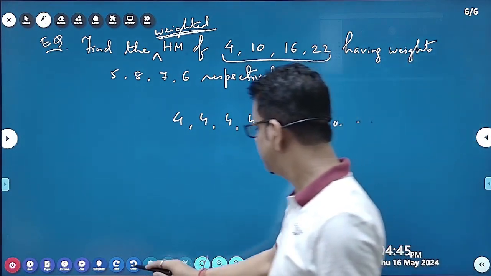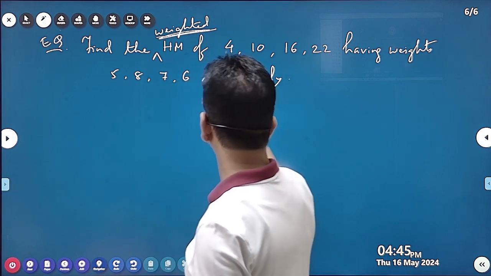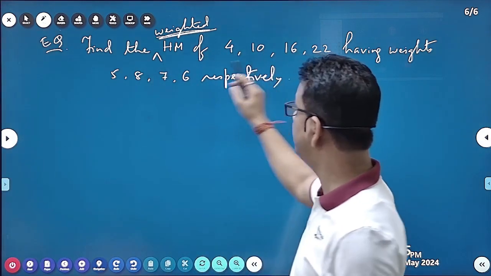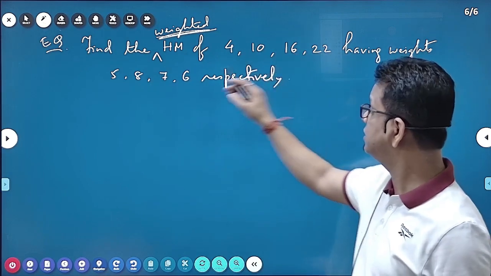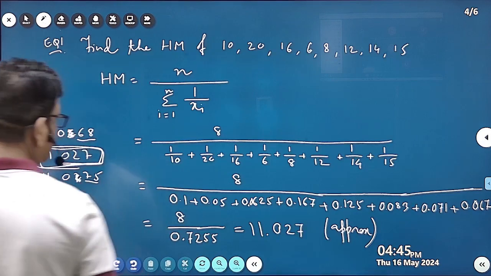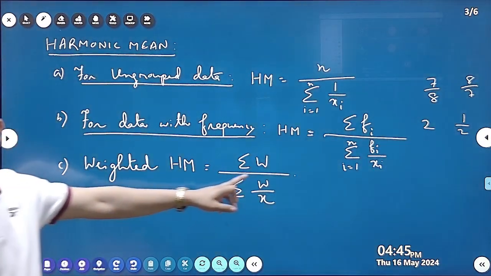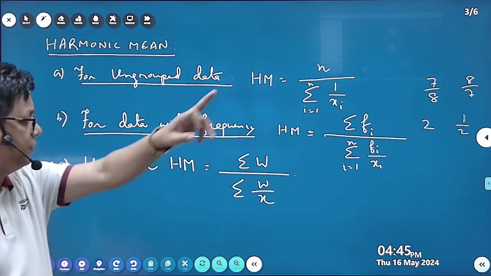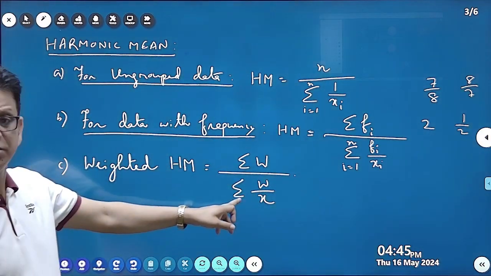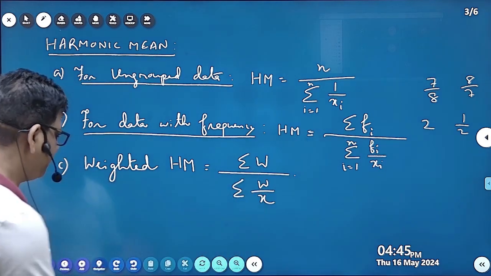So they are actually the number of times that is there in the data, okay? So that is weight. Since there are weights, instead of adding 4 5 times, instead of adding 10 8 times, instead of adding 16 7 times, we have this shortcut formula. The formula goes like this, you can do yourself this time. See this, what is that? Summation of weights, all the weights you will add, then summation of weight by the number itself.